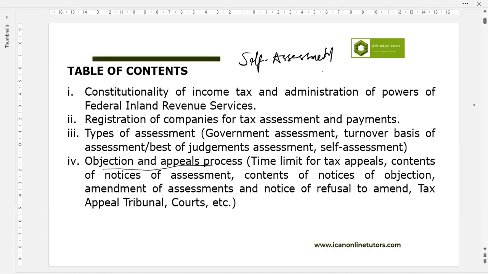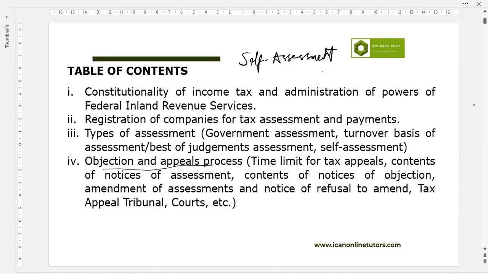That is, you yourself determine what you should pay as tax, making reference to the various provisions of the tax law, or the applicable provision of the tax law. Then the FRS will have to review whatever you have claimed to be payable as tax. Then they compare it with their computation.